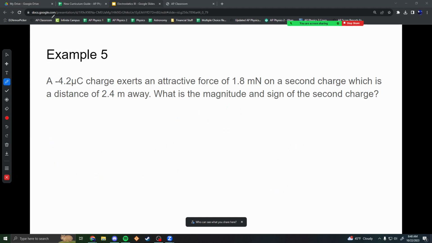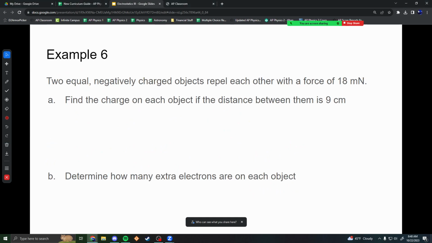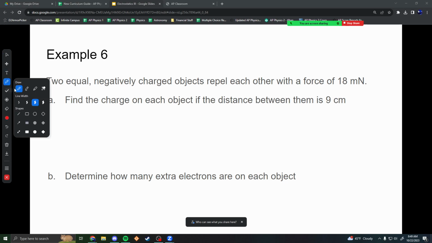All right, so our next example here, we have two negatively charged objects that are repelling each other with a force of 18 millinewtons. What is the charge on each object if the distance between them is 9 centimeters? That's the first thing that we're going to solve. And the second thing we're going to solve is how many extra electrons are on each object. The number of electrons on each object, we have not necessarily talked about that yet, but it's pretty straightforward.